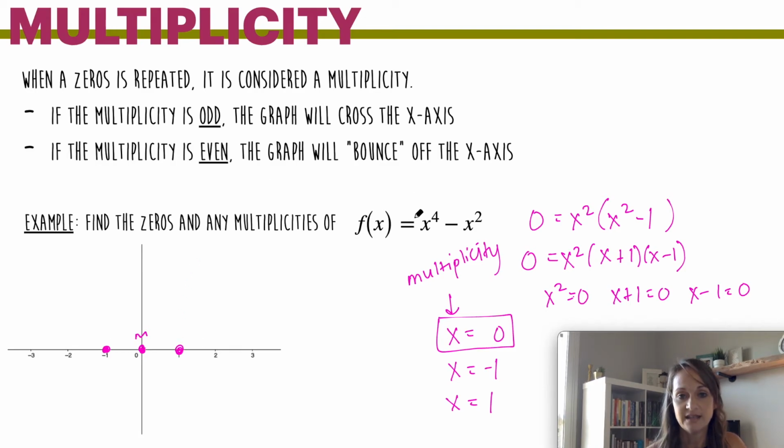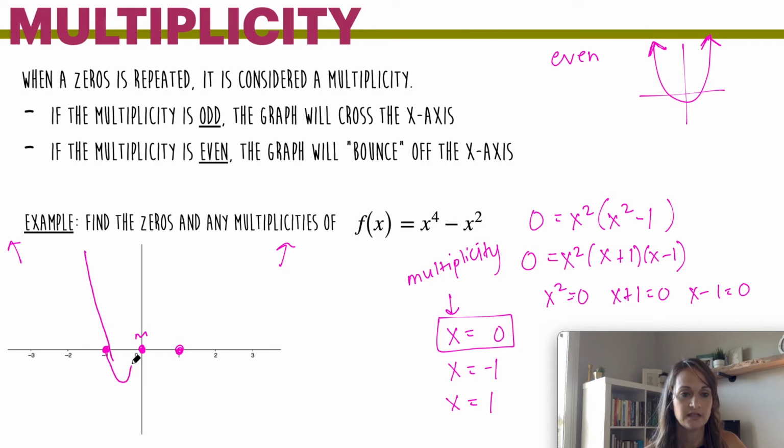Now, the highest degree is a 4, which means it is even. The leading coefficient is positive, which means it's going to look something like this. The y values go up on the left-hand side and the right-hand side. So we know it goes up on that side and up on that side. We also know that it's going to cross at negative 1 and at 1, but it's going to bounce at 0 because there is a multiplicity. So it's going to look something like this. It's going to go through at negative 1, come back and bounce at 0, and then come back through at 1.